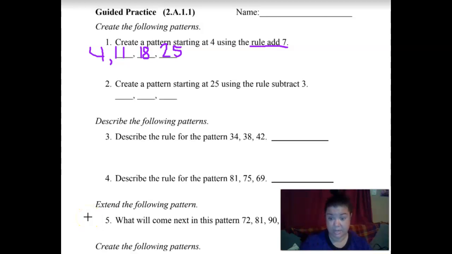Okay, these should be the numbers you've gotten. You started at 4. We add 7, that makes it 11. We add 7, that makes it 18. We add 7, that makes it 25. And it's very important, I say this every week, it's very important that you write these numbers down because you need practice writing numbers. Okay?